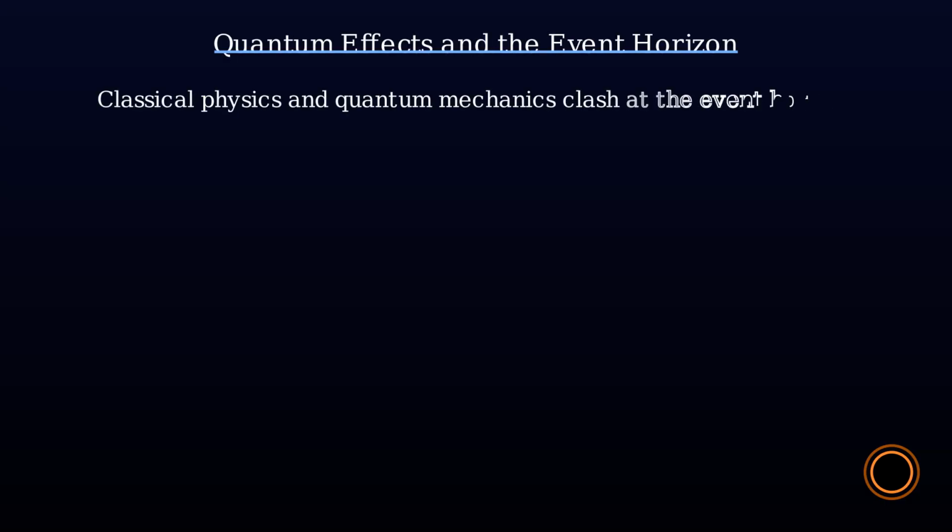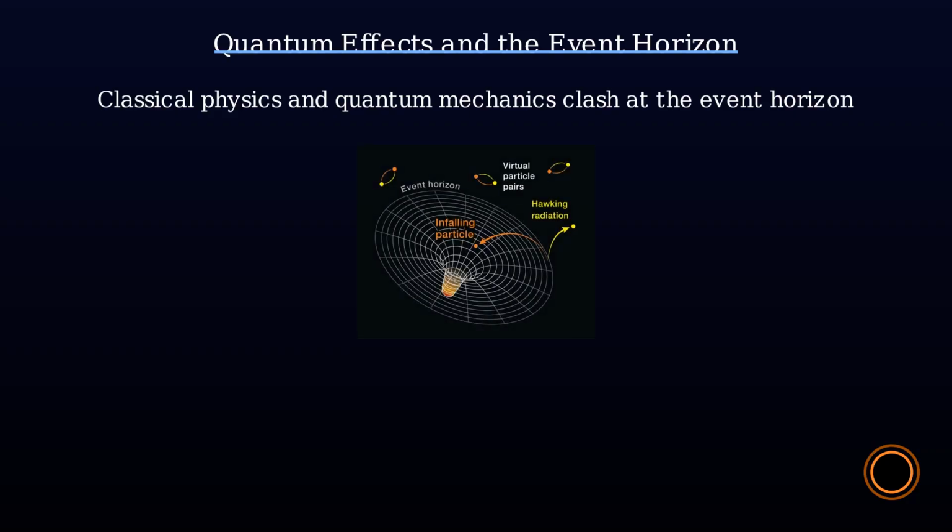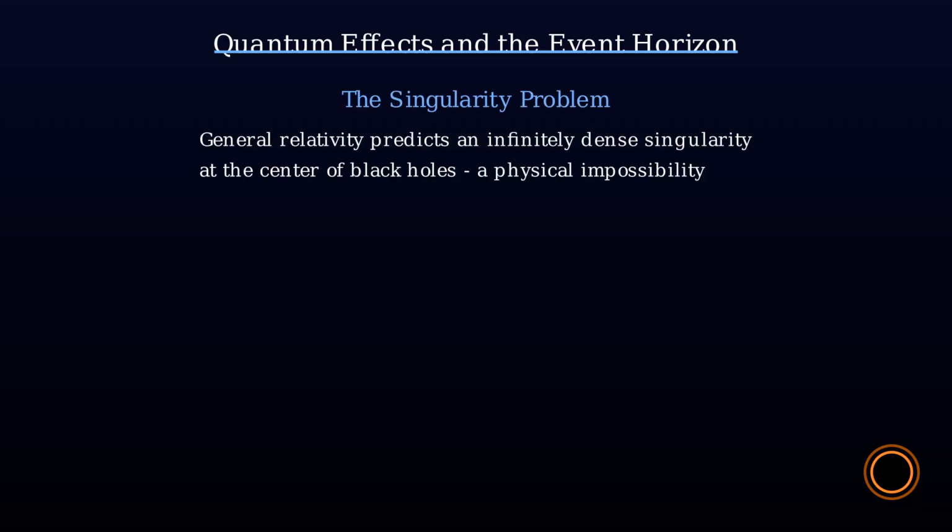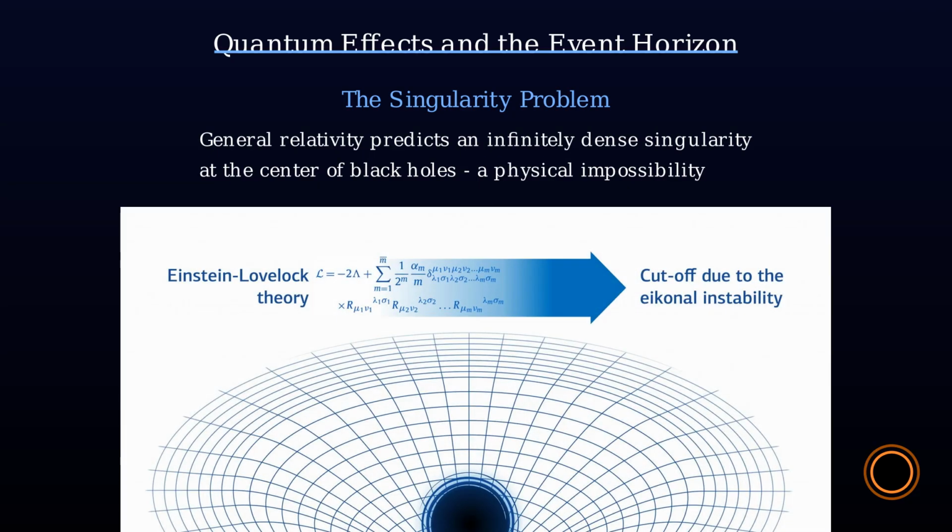When black holes are viewed through the lens of quantum mechanics, new questions emerge that challenge our classical understanding. Stephen Hawking theorized that quantum effects near the event horizon cause black holes to emit radiation. Virtual particle pairs can be separated, with one particle falling in and the other escaping as Hawking radiation. At the center of a black hole, general relativity predicts a singularity with infinite density and zero volume. Physically, such infinities shouldn't exist, pointing to limitations in our current theories. Theories like Einstein-Lovelock gravity attempt to resolve these inconsistencies by incorporating higher-order corrections to Einstein's field equations.